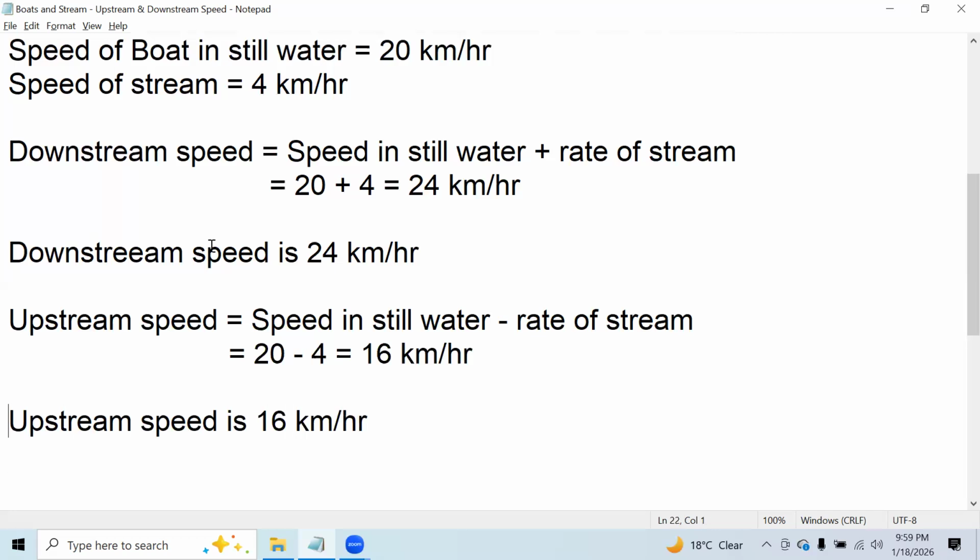So if we know the speed of a boat in still water and we know the speed of the stream, we can find out the downstream speed and upstream speed very easily. For downstream, you just need to add speed in still water plus rate of stream. And for upstream, you just have to subtract: speed in still water minus rate of the stream.